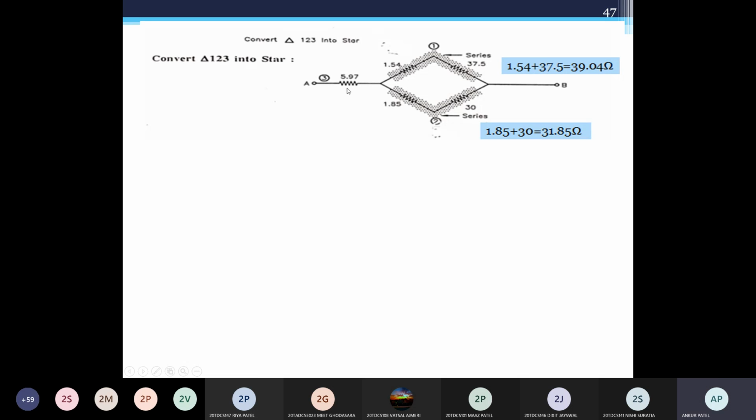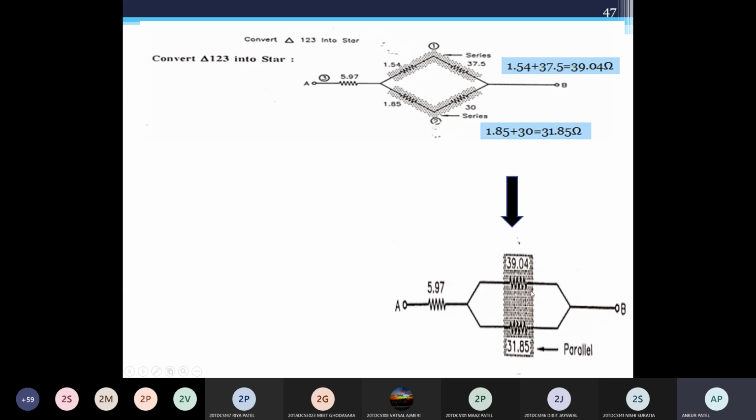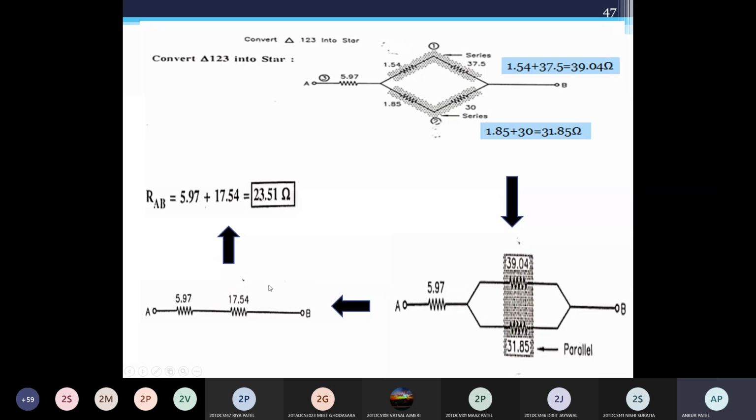Okay, so the answer is 5.97, 1.54, 1.85. These are in series, and these also are in series, up and down. So we get like this 39, 31.85, and this is a parallel combination. Then 5.97 and 17.54 are in series. So this is your RAB, the equivalent resistance of the circuit, 23.51 ohm.